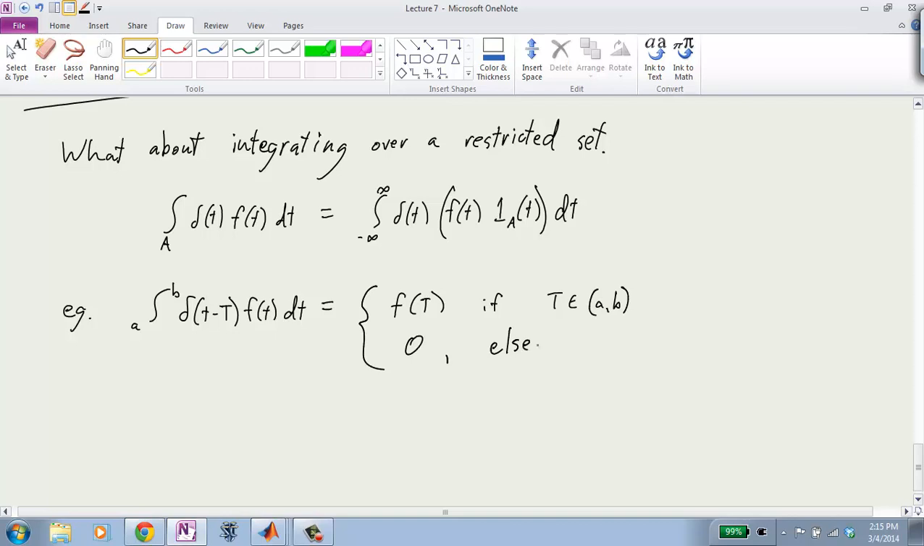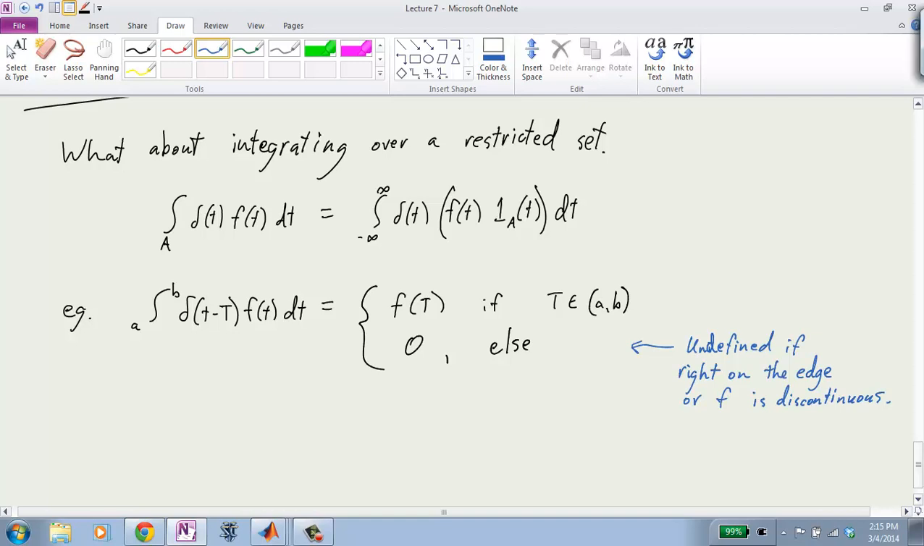Ah, you're right. Undefined if it's right on the edge. Put a note here. And also if f happened to be discontinuous. I guess even if you were on the edge, if f happened to be 0 there and continuous, it would still be defined to be 0. But that's just a technicality.